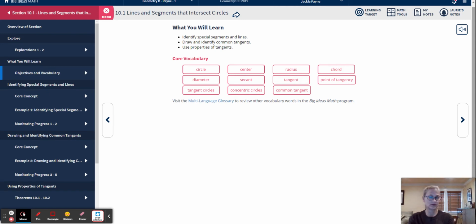We've got 2 theorems and 5 examples in this section. And we're also going to talk about some of the algebra skills that you need to review in order to talk about lines and segments that intersect circles. So our objectives are to identify special segments and lines, draw and identify common tangents, and use properties of tangents. And here we go.